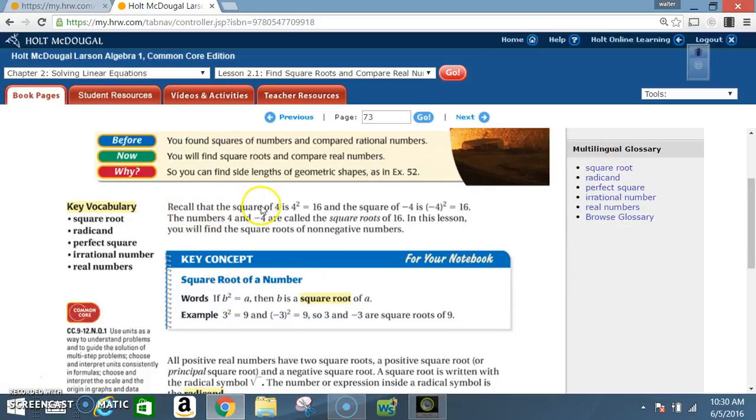Recall that the square of 4, 4 squared, is equal to 16, and the square of negative 4, negative 4 squared, also equals 16. The numbers 4 and negative 4 are called the square roots of 16. In this lesson, you will find the square roots of non-negative numbers.